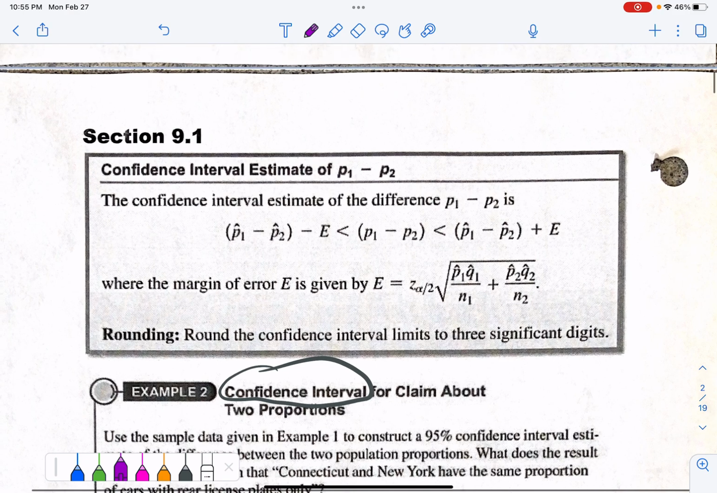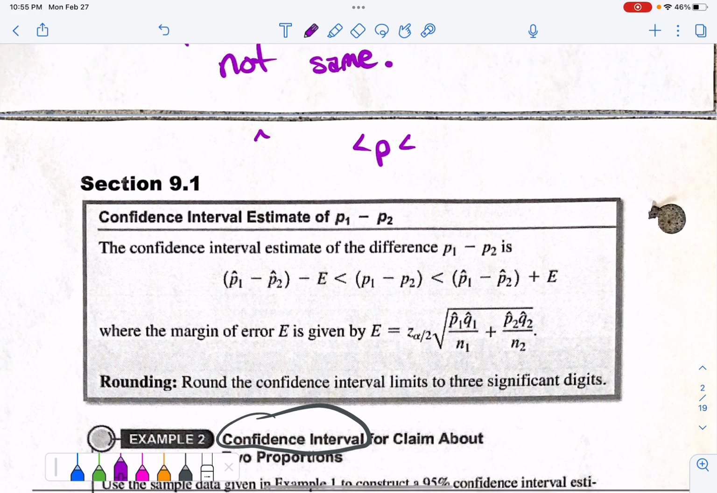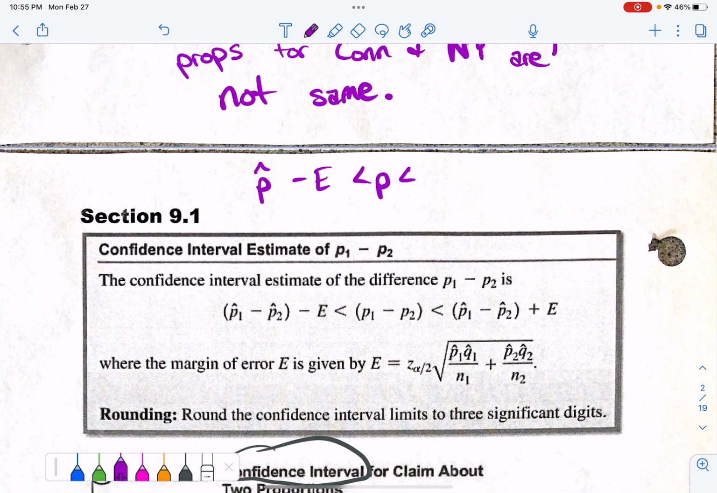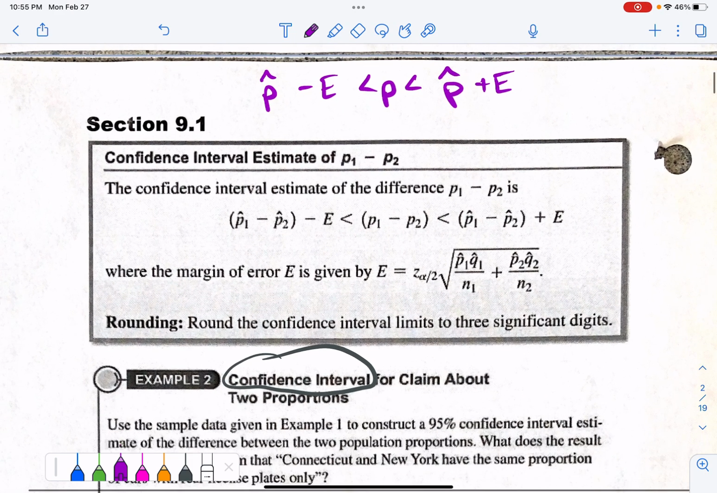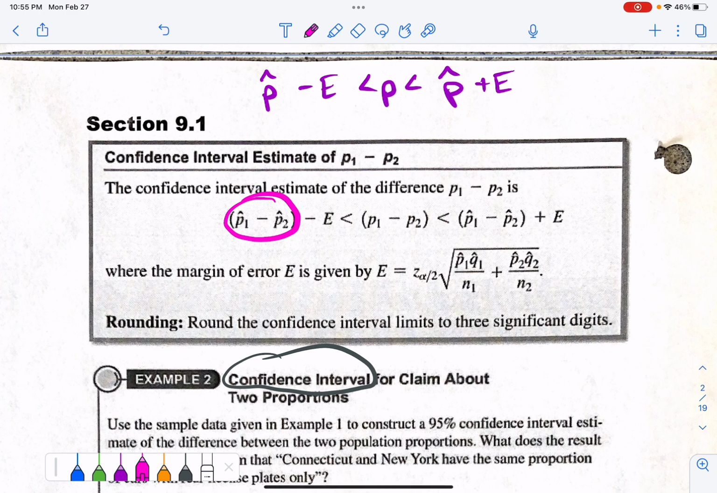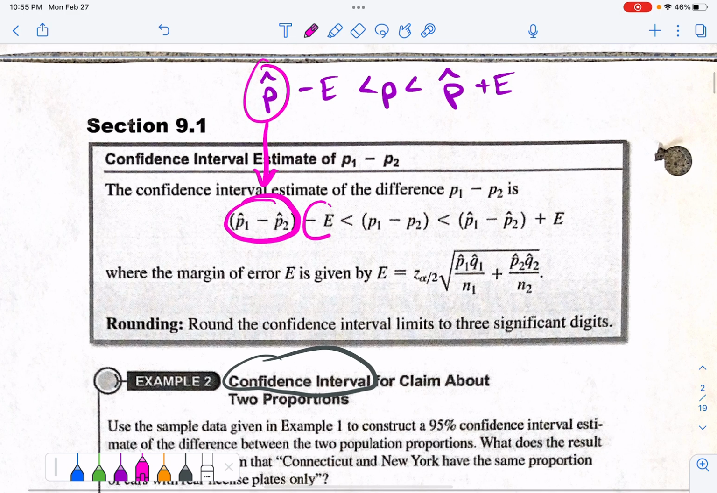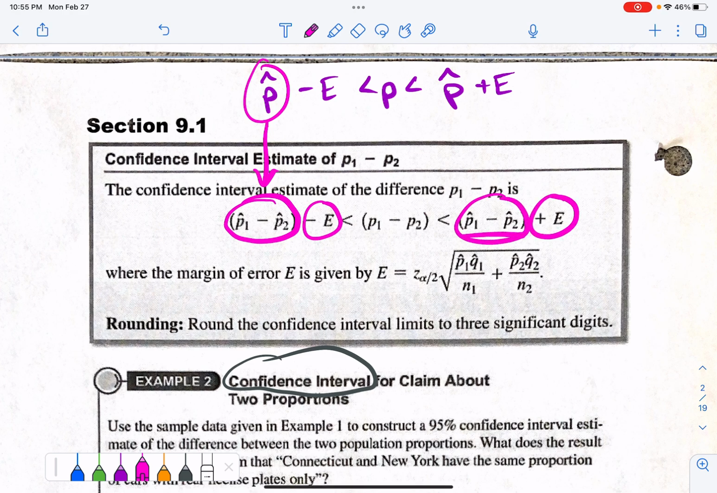All right. When we did the confidence interval method in chapter 8, p lived in the middle, and we would take p hat, subtract the error, and then add the error. Now, here we have two p hats. So instead of just p hat, we have p hat 1 minus p hat 2 minus the error, and then p hat 1 minus p hat 2 plus the error. So that's how that works. And then the error is calculated by this big, long, ugly thing.